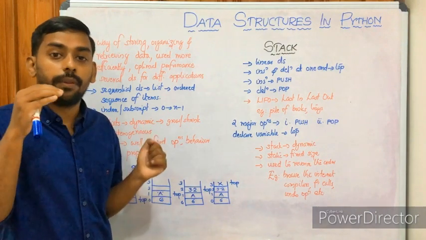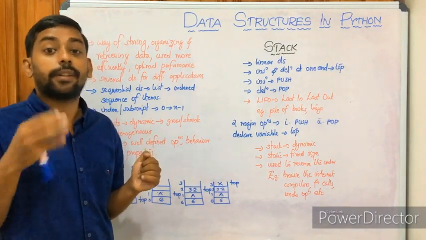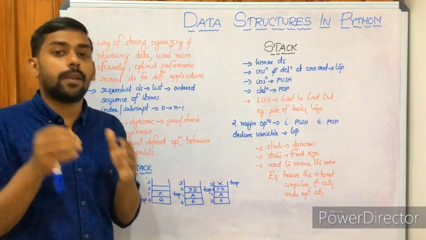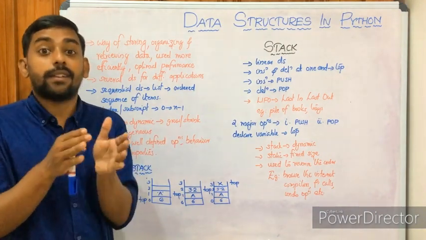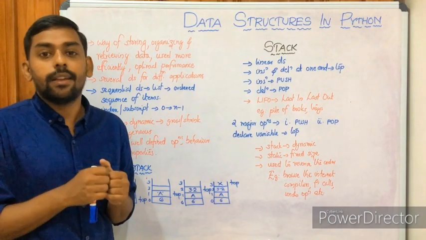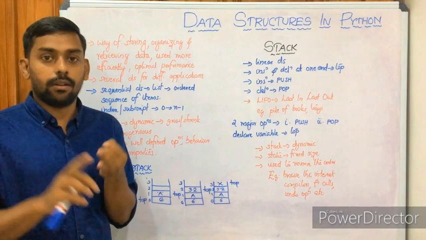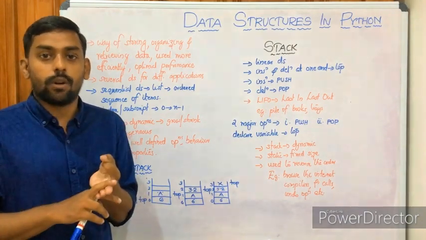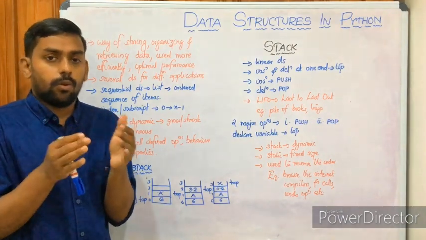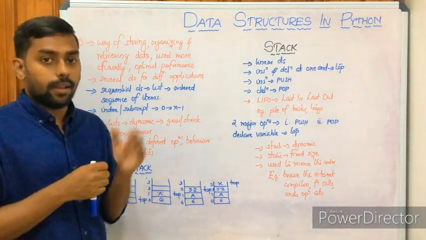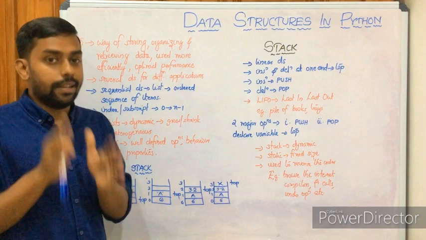Another important feature of a list is that it supports heterogeneous elements. What do you mean by heterogeneous? We can store different types of elements, different data types, in a list. Like we can store an integer, a character or a string, or a floating type. So a list supports different types of elements, or heterogeneous elements. These are some of the specialties of a list.